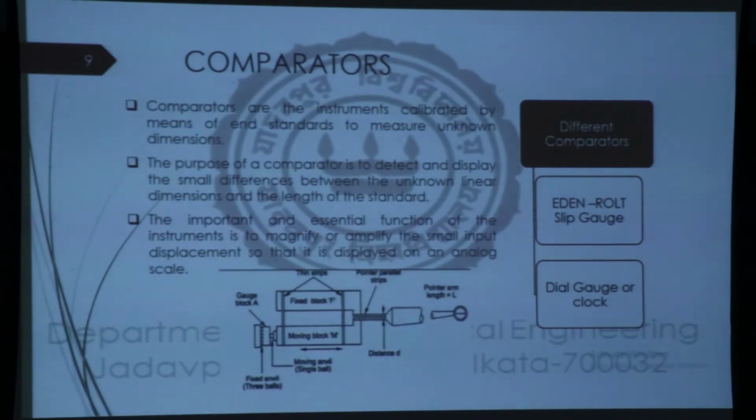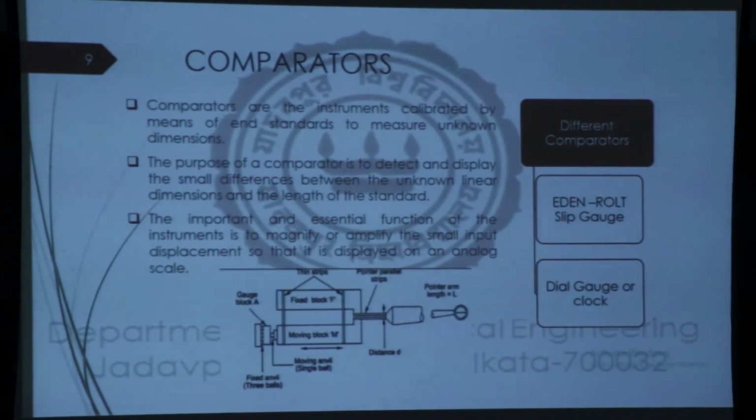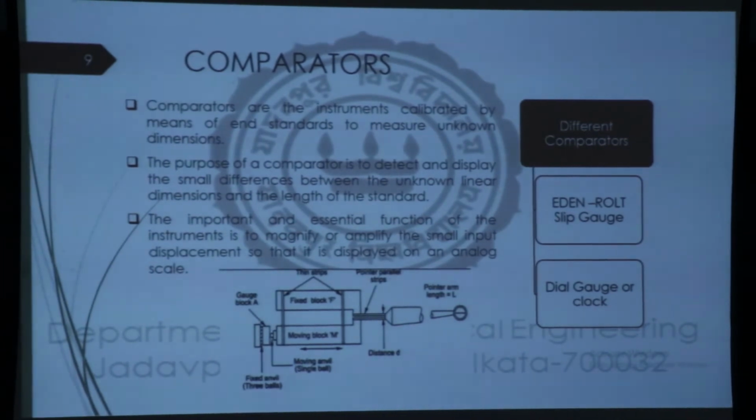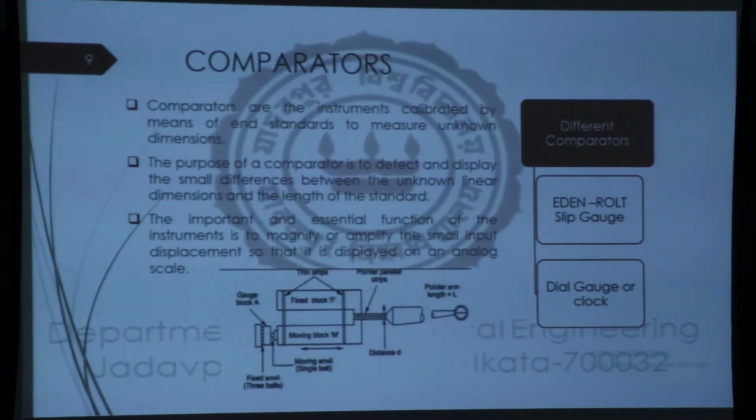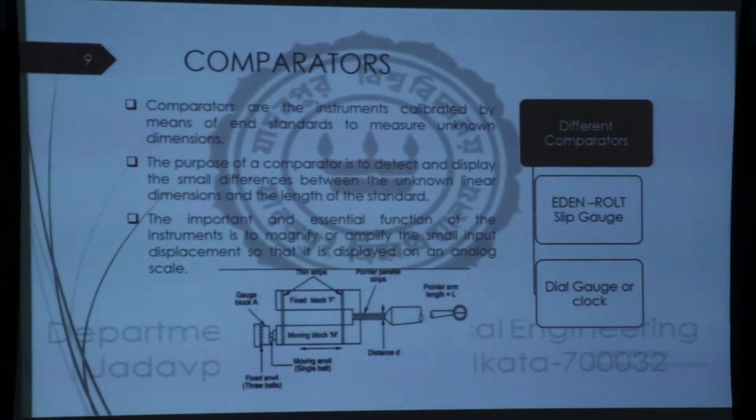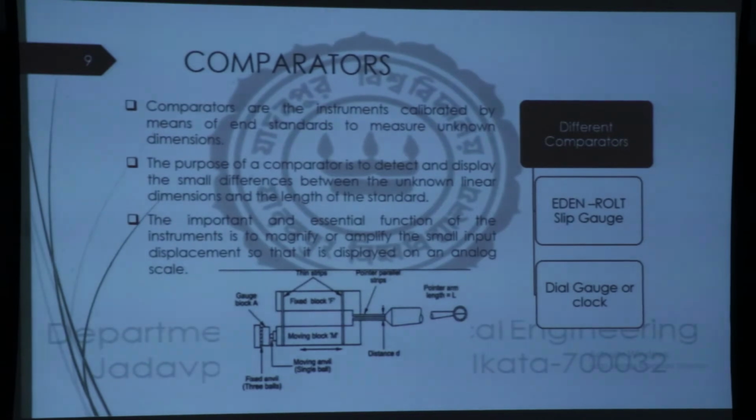Now, the machined value and the standard value are sometimes so close that, to identify the difference, it should be magnified. Depending on how you magnify: if the magnification is done mechanically, it is called a mechanical comparator. If done electrically, it is called an electrical comparator. If done pneumatically, it is called a pneumatic comparator. So, that is the basic difference.